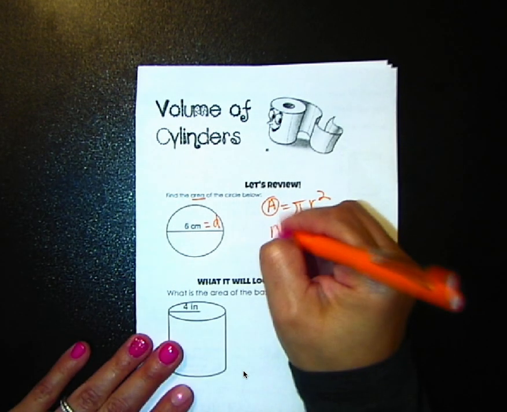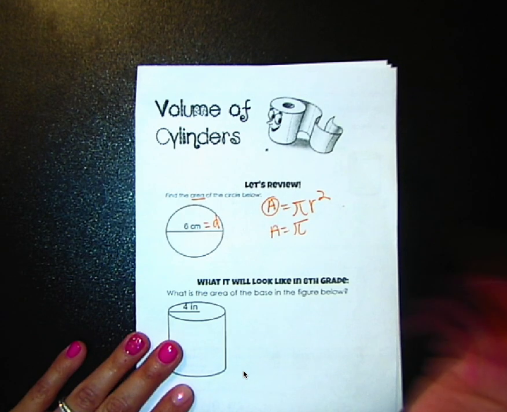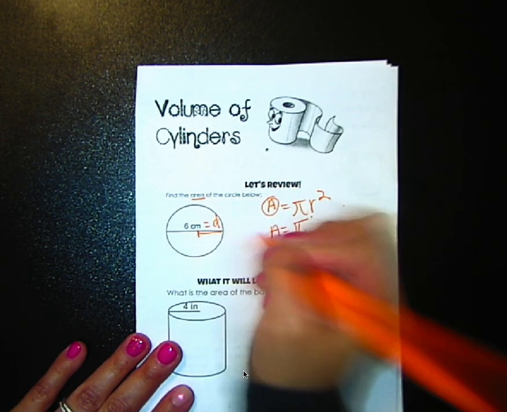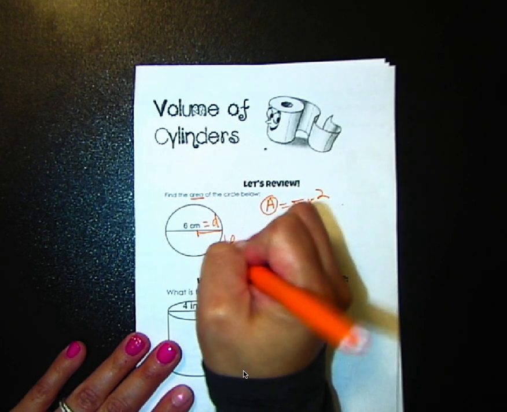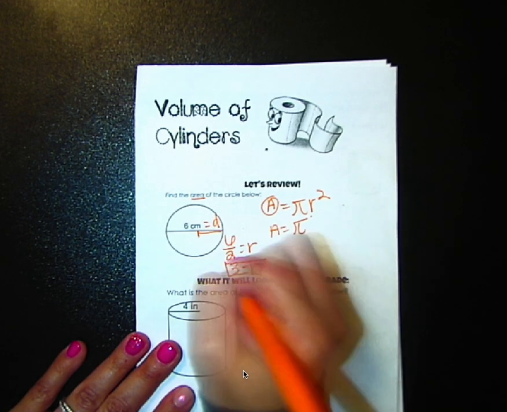So you're going to bring down your pi. Your diameter is 6. That's not our r. So our radius is half of that. So half of 6 is 3. So you're going to do 6 divided by 2 to get your radius. And that's how I got 3. Again, this is what we did yesterday.